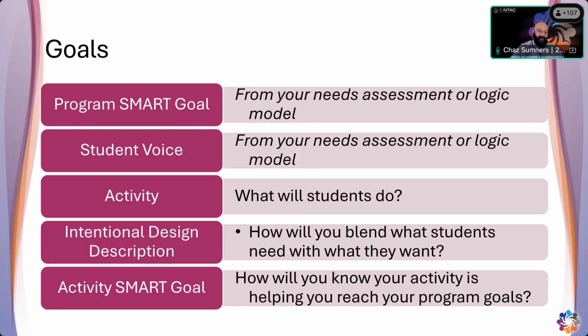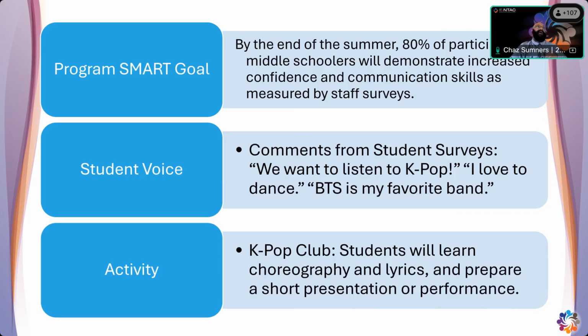This is just the first half of the intentional design planner, and it's a lot. So let's pause here to look at an example of just what I've talked about in this first half. So here, we have a program SMART goal for this program, right? By the end of the summer, 80% of participating middle schoolers will demonstrate increased confidence and communication skills as measured by staff surveys. There we go. Very high level program SMART goal that is informed by the needs assessment that we've created, and we know what our outcomes are. We know what the goals are for our program for the year.